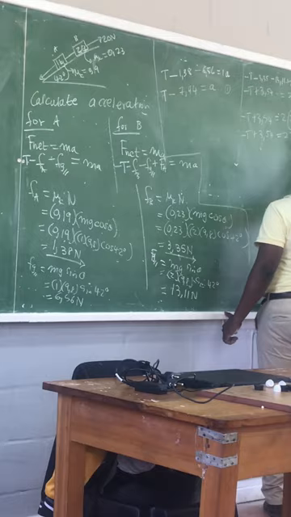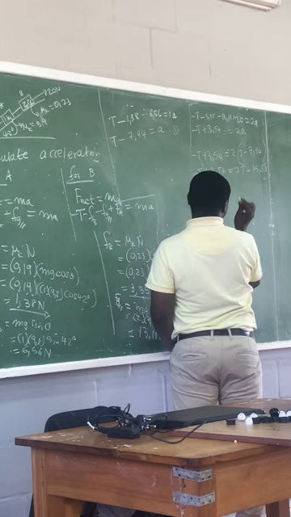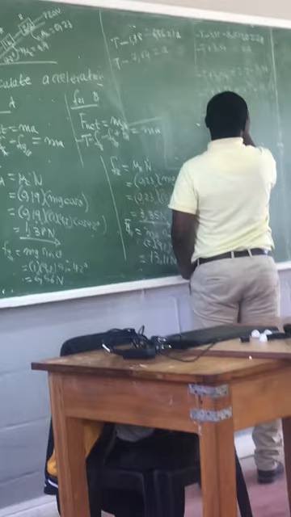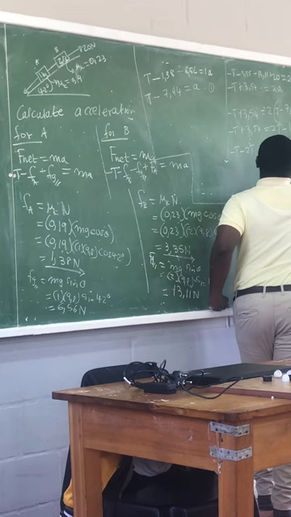Then again, mathematics here. So minus T minus 2T equal to minus 15.88.